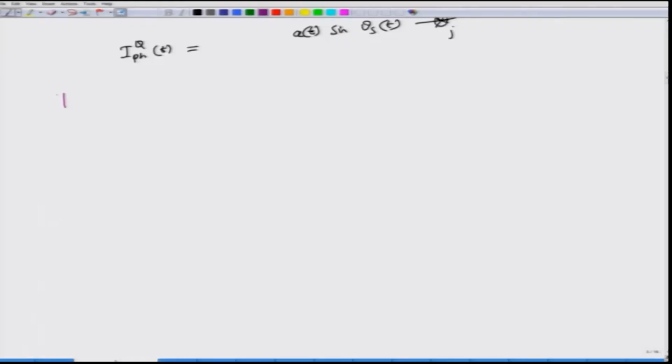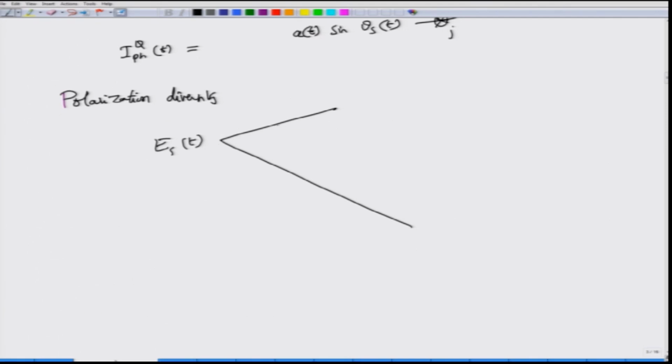Well, there is a nice receiver, relatively simple, called a polarization diversity receiver. This polarization diversity receiver simply takes the incoming signal E_S of t and splits it into two parts. This would be the X part of the E_S of t and this would be the Y part. That is to say, we assume that the incoming signal is polarized, and I am representing the polarized signal by drawing a bar over the signal. I can put what is called a polarization beam splitter to split the incoming signal into its orthogonal components. So, I can split them into X and Y.